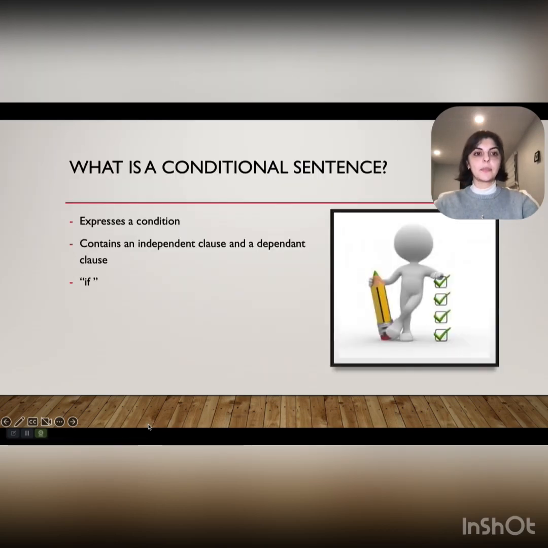Conditional sentence. A conditional sentence is a sentence that expresses a condition. A condition is something that can only happen if something else occurs. A conditional sentence contains an independent clause and a dependent clause that almost always begins with if.